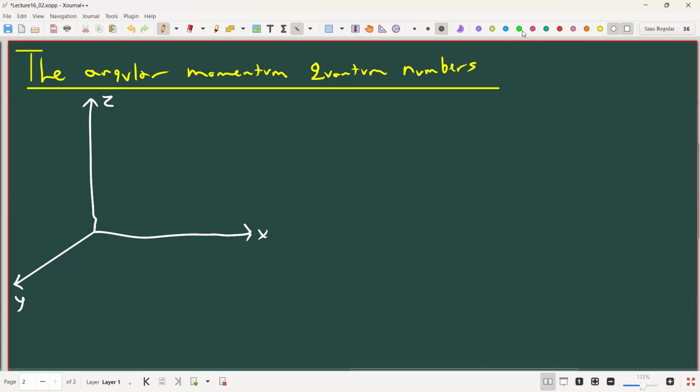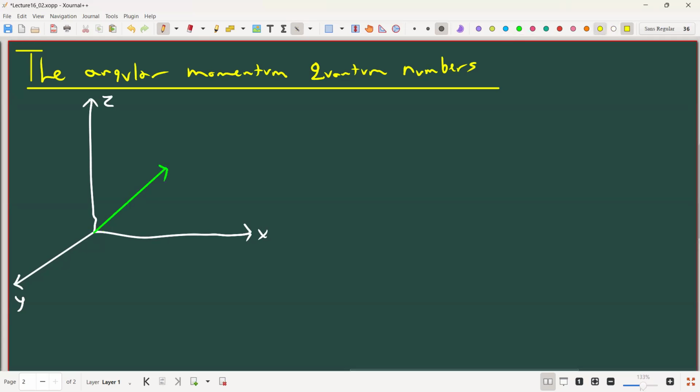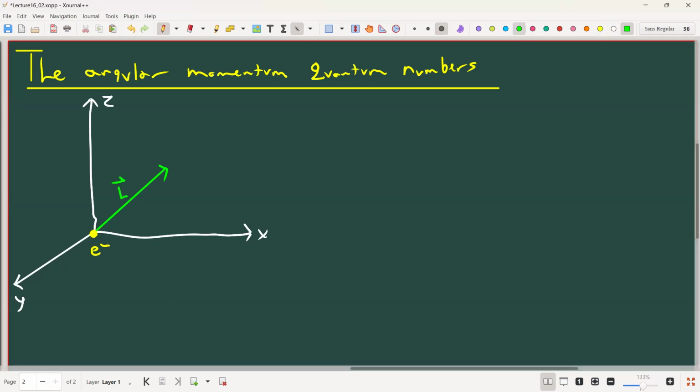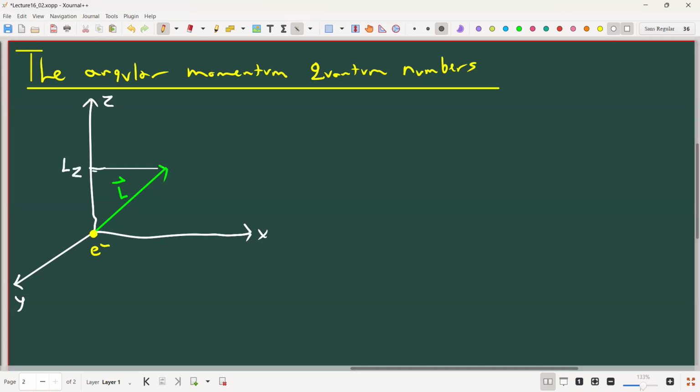So we have some angular momentum vector L, that's in some direction. We'll just say the electron is right here, and we have this angular momentum vector L. Okay, we can always write, if this is a classical vector, we can write three components. We could measure the z component of L.